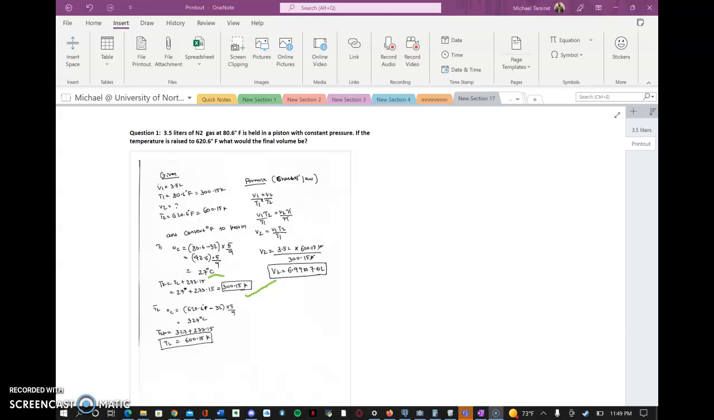Now we have Charles's law right here. We just have to cross multiply and find V2. Then we just have to insert our 3.5 and our T2, 600.15, divided by T1, that's 300.15 Kelvin. We can cancel out Kelvin by Kelvin, and we will get 6.99 liters for our volume 2, and we can round it to 7. Thank you, that's all.